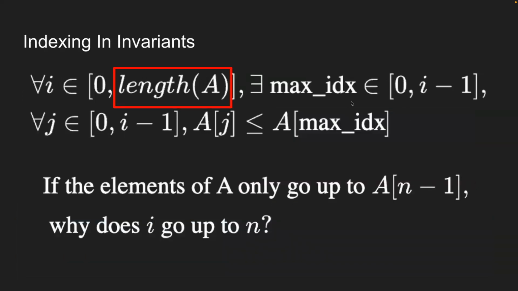So again, I just copied the invariant over, but you might be wondering why I did it up to length A instead of length A minus 1, since my indexes only go from 0 to the length of A minus 1. Why does my i go up to the length of A? That's a valid question. I will be addressing that when we step through our example. You'll see that i actually goes to one more than the last index.